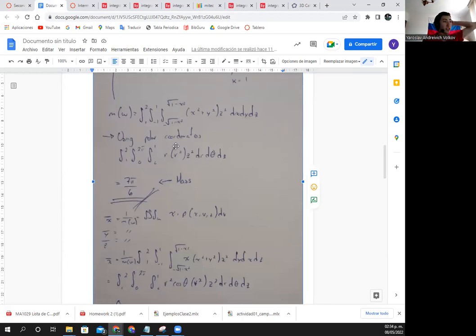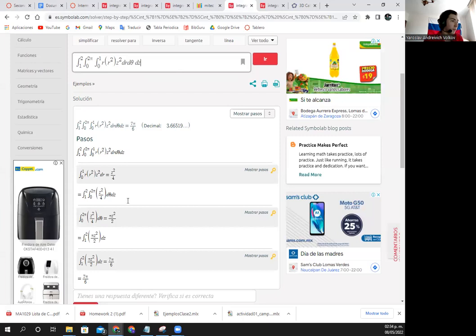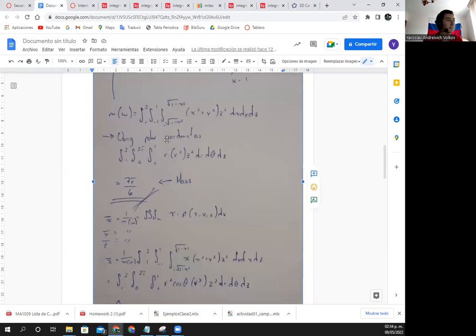So I got this one. I switched it to polar coordinates straight up. I just changed it to polar coordinates, and I used Symbolab once again for the polar coordinates part, and I got 7 pi over 6. That will be our mass.